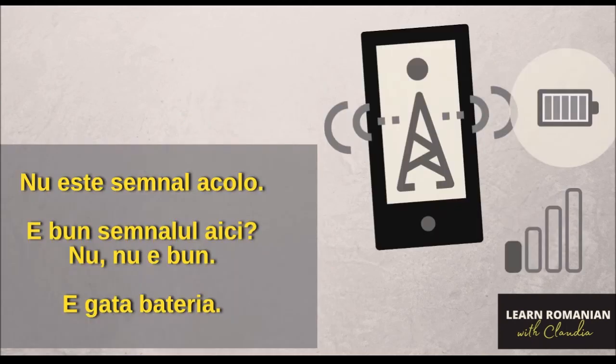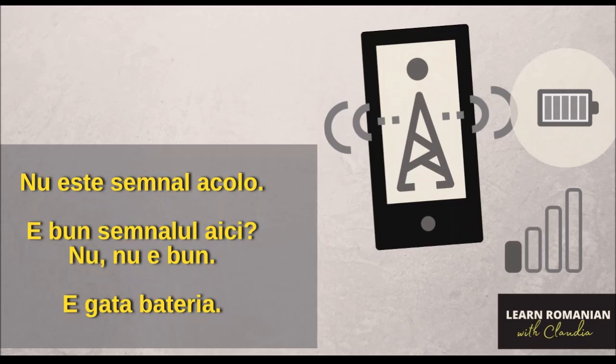And some essential phrases. Nu este semnal acolo. There is no reception there. E bun semnalul aici? Is the signal here good? Nu, nu e bun. No, it's not good. E gata bateria. The battery is, how do you say this? Low? No, it's finished. It's over.